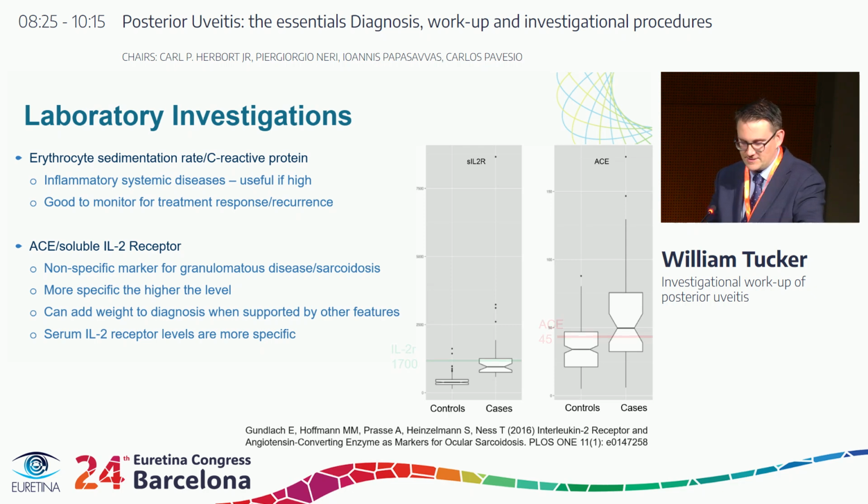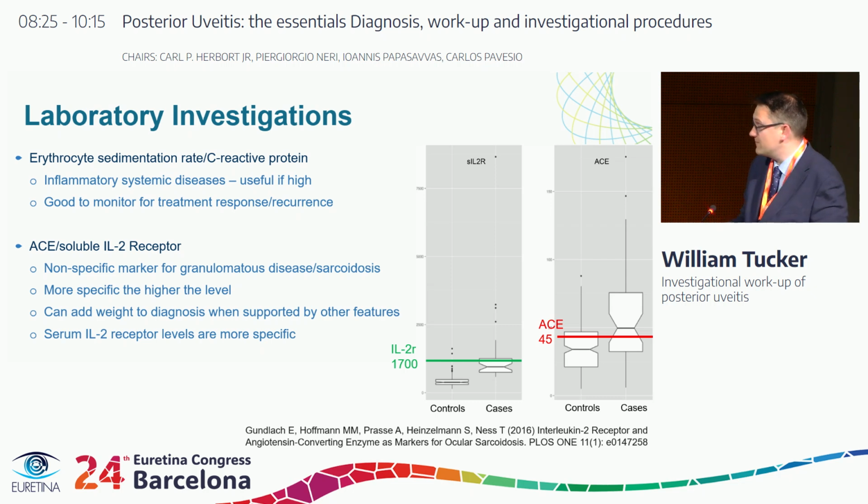And what do we mean by that? So we have this forest plot here, and we're just demonstrating the fact that there's a fairly large overlap between controls and cases for the ACE levels. So if you have an ACE level of 45, you could be a non-sarcoid patient, or you could be a sarcoid patient. The higher the level, the more specific it becomes. The overlap between the controls and the cases is less for the IL-2 receptor. So here, where you have an IL-2 receptor level of 1700, it's much more likely to be actually a true case of sarcoidosis.